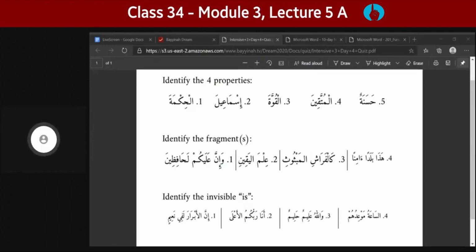Kanu is not a harf of jar because number one, it's a fi'l. And also the kaf is part of the word. The word is kana, and kana is a past tense, and this is the plural version, right? Nasara, nasaru, kana, kanu.